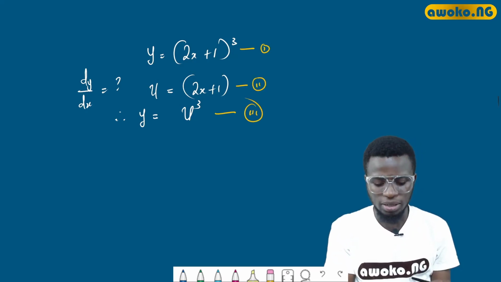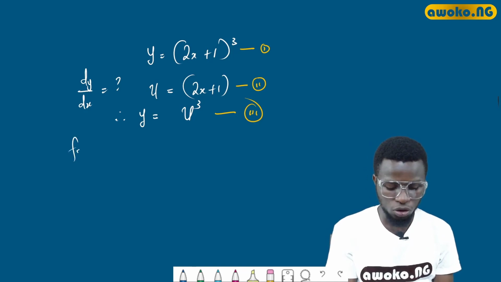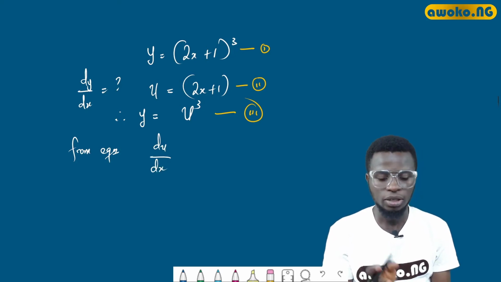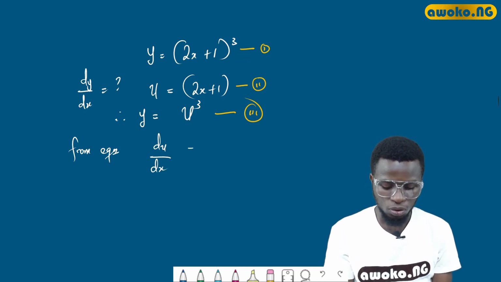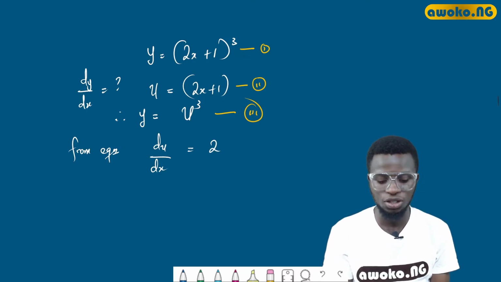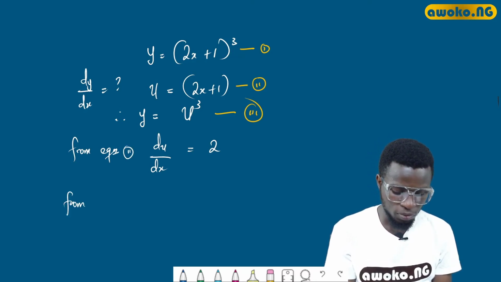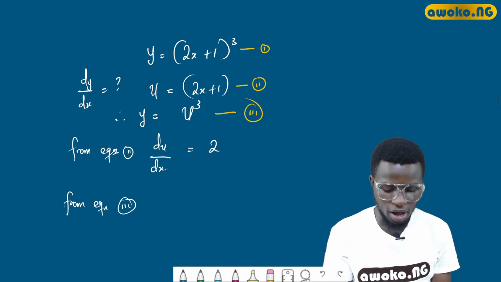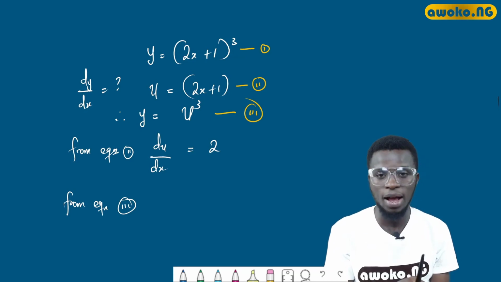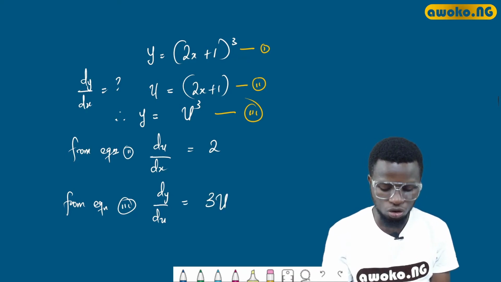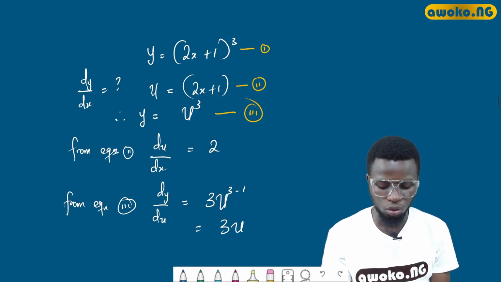So we have to differentiate equations 2 and 3 with respect to their variables. From equation 2, we have du/dx, because here the dependent variable is u while the independent variable is x. So du/dx is equal to 2. And I'm sure by now you know the reason why I said du/dx equals 2. Now from equation 3, we have the two variables y and u. So we have dy/du is equal to 3u raised to the power 3 minus 1, which is 3u raised to the power of 2.